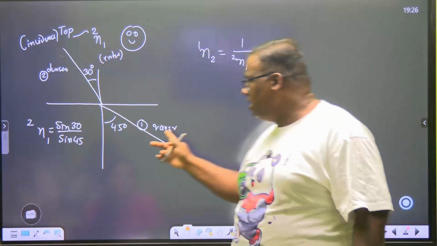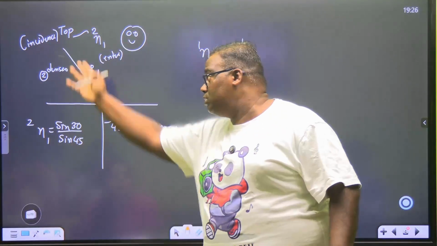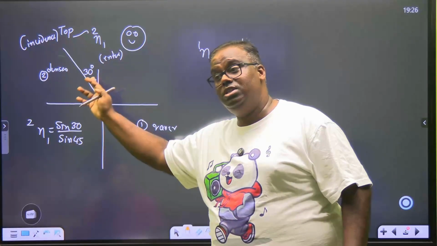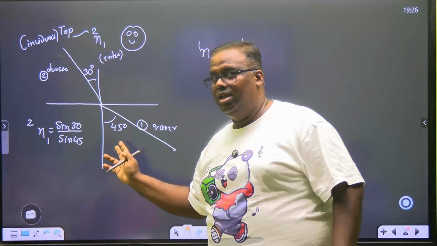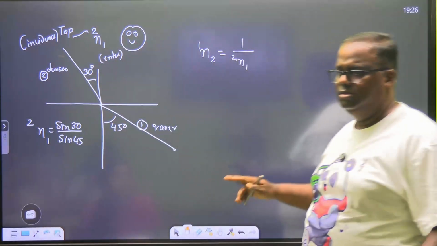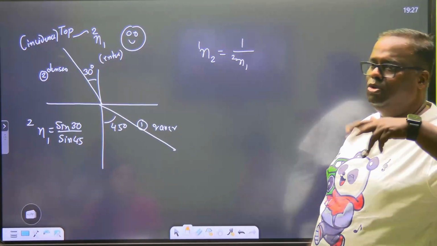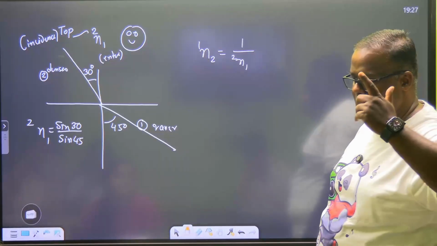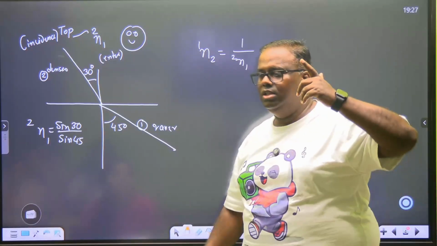1 with respect to 2. That means 1 is where it is entering, 2 is from where it is coming. 2 is denser, 1 is rarer. So if it will be a 30 here, it will be the same 45. Same thing, right? You watch it from this side, you watch it from this side.